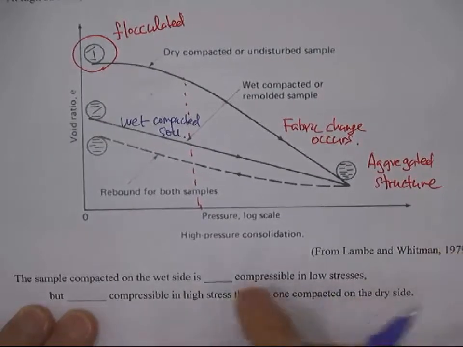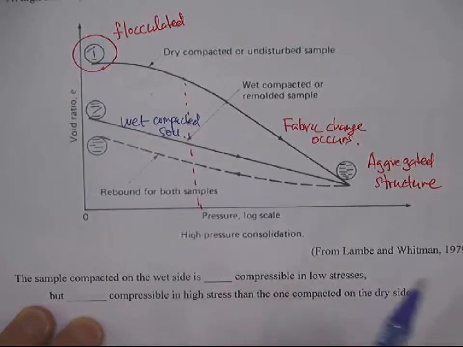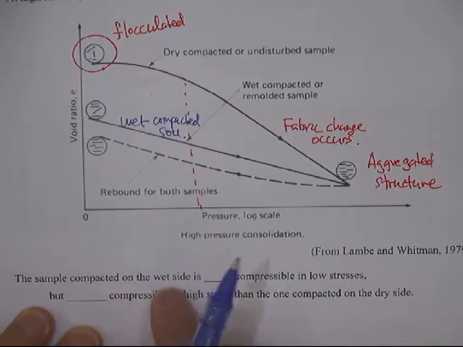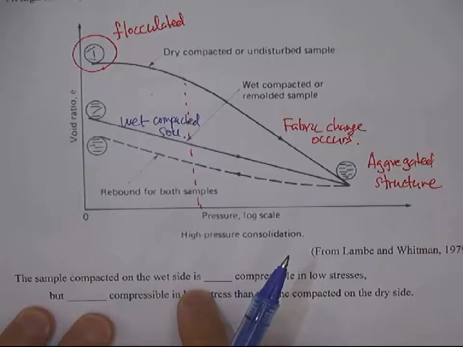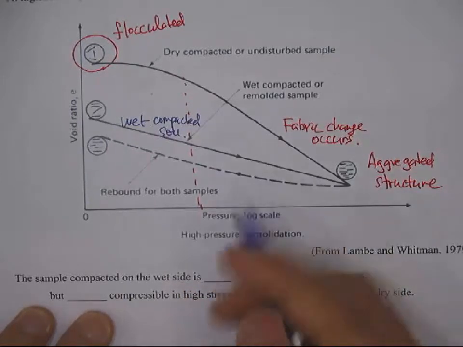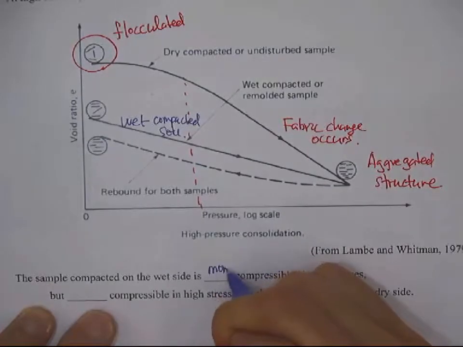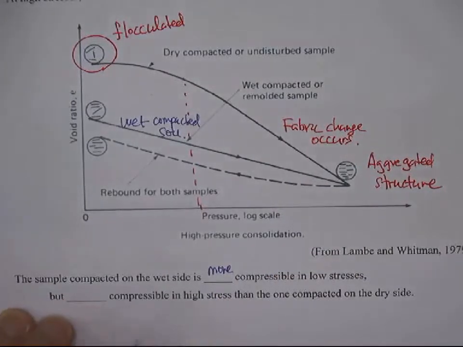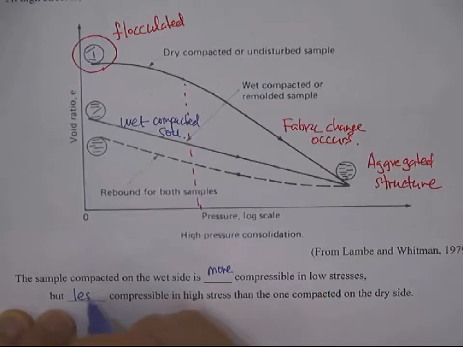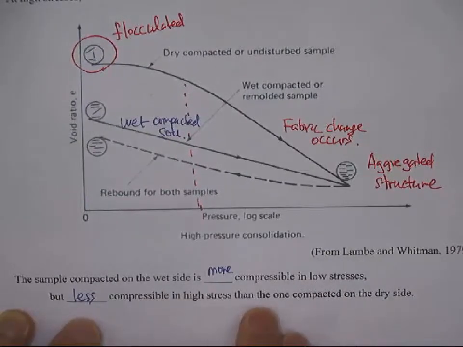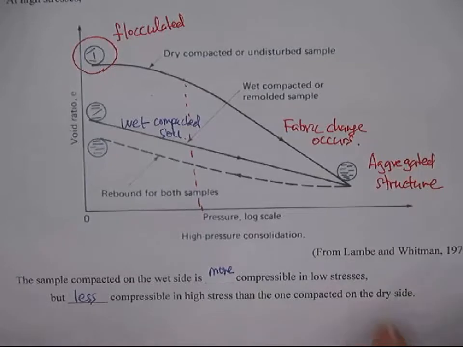So in the blank at the last sentence, is the sample compacted on the wet side more compressible or less compressible at low stresses? What would be the proper word for the blank? Less or more? More. But it can be less compressible at high stress than the one compacted on the dry side, right?